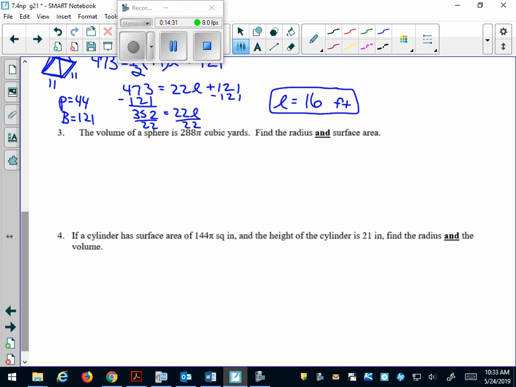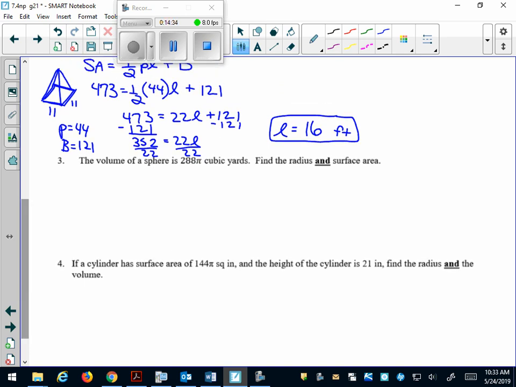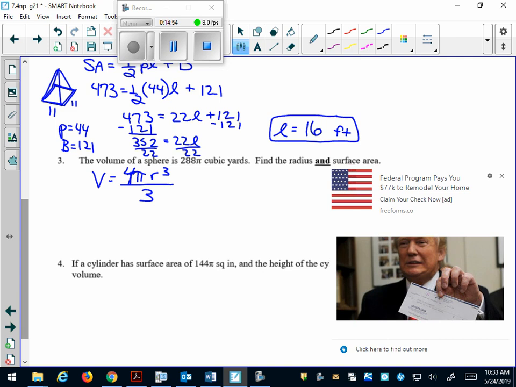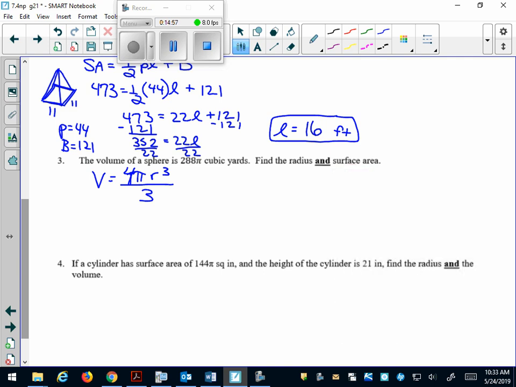Okay, this next one requires taking a cube root, which we didn't really get to practice the other day, so we're going to practice it now. The volume of a sphere is 288 pi. How do you find the volume of a sphere? Four pi r cubed over 3. If they tell us that the volume is 288 pi, where does that go? In for the V, right? So 288 pi equals 4 pi r cubed over 3.